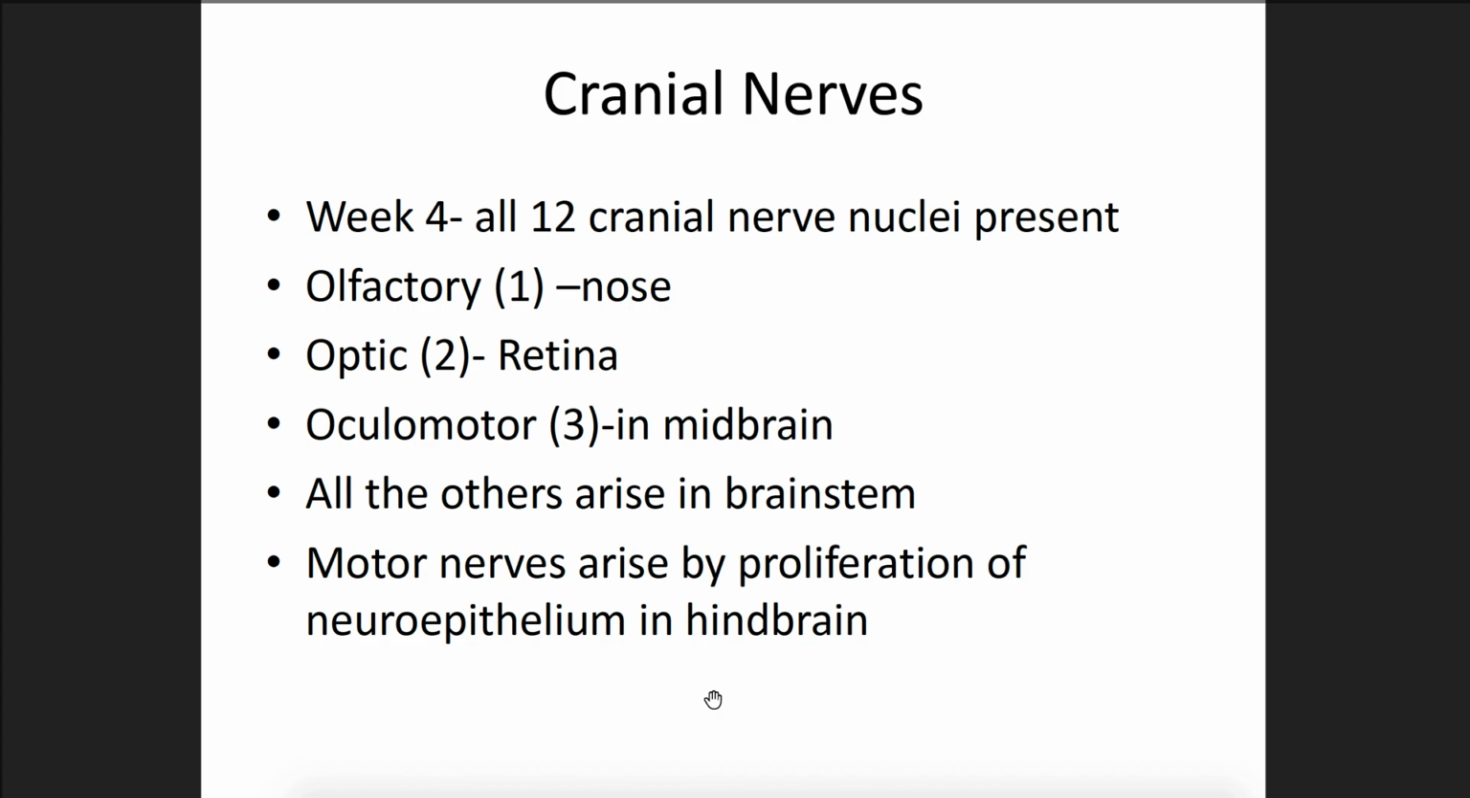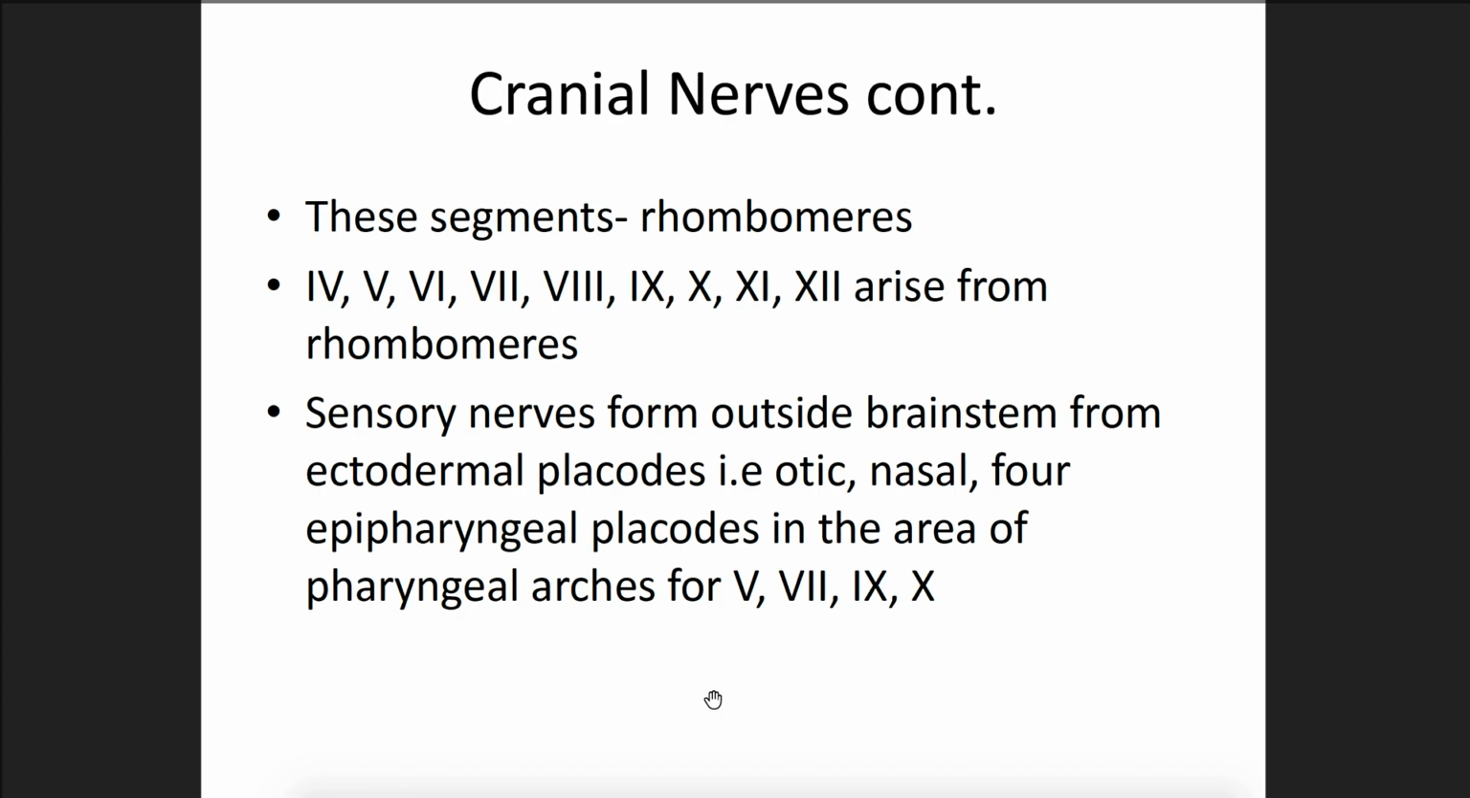Now the motor nerves, we are only talking about motor nerves right now. They develop in the area of the hindbrain by thickening or proliferation of neuroepithelium. And this thickening or proliferation is called rhombomeres. You have 8 rhombomeres, and for the 4th, 5th, 6th, 7th, 8th, 9th, 10th, 11th, and 12th, these nerves will arise from rhombomeres.